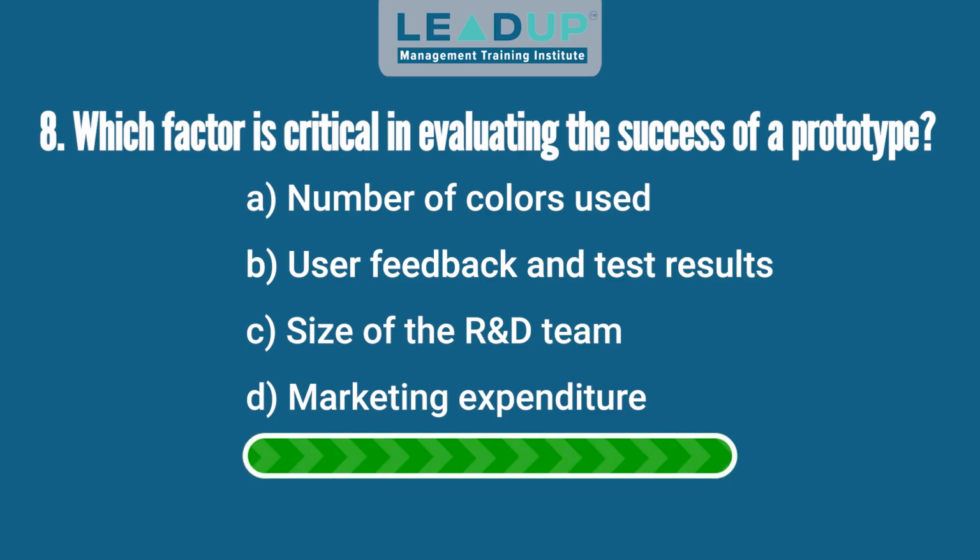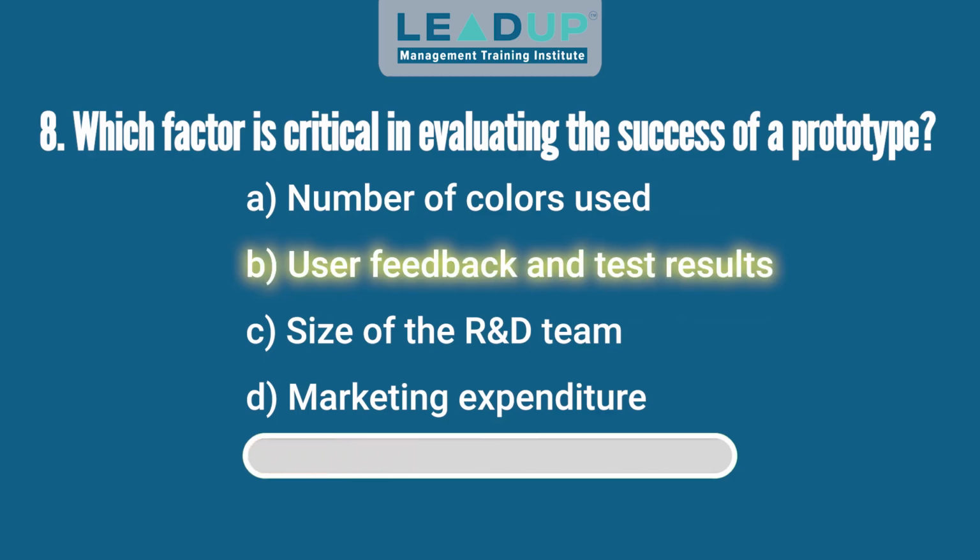Question 8. Which factor is critical in evaluating the success of a prototype? A. Number of colors used. B. User feedback and test results. C. Size of the R&D team. And D. Marketing expenditure. Answer: user feedback and test results.